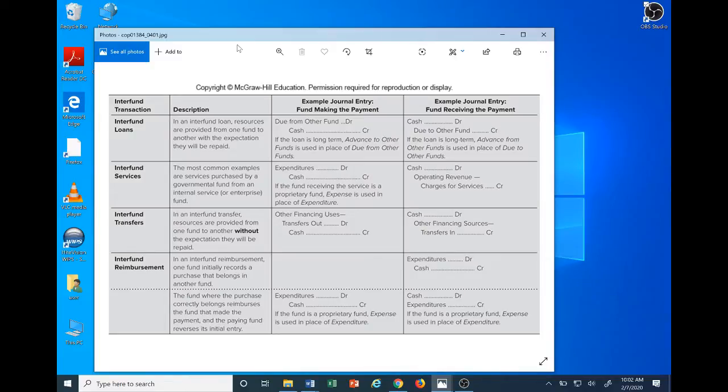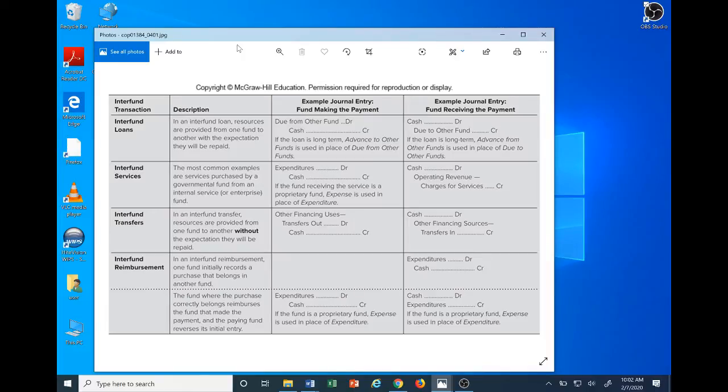The fund receiving the payment is going to debit cash and then credit due to other funds. Pretty simple there, right? They're receiving the money, they're crediting, showing they owe the liability. Same thing, if the loan is long term, advance from other funds is used in place of due to other funds. Pretty simple, right?